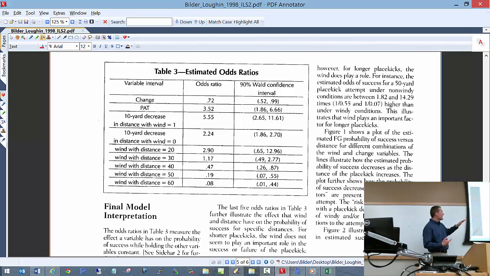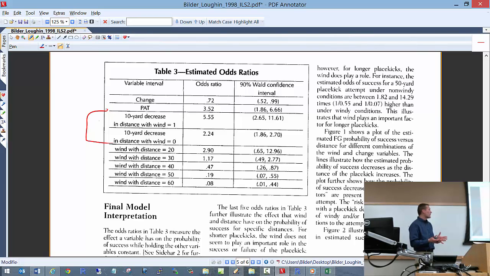Because of that, if you notice, I am looking at a 10-yard decrease in distance with PAT set equal to 1. Also, I'm looking at a 10-yard decrease in distance with PAT set equal to 0. Also, let's turn things around. Suppose I look for an odds ratio comparing windy versus not windy, but then I have to set distance to a particular value.